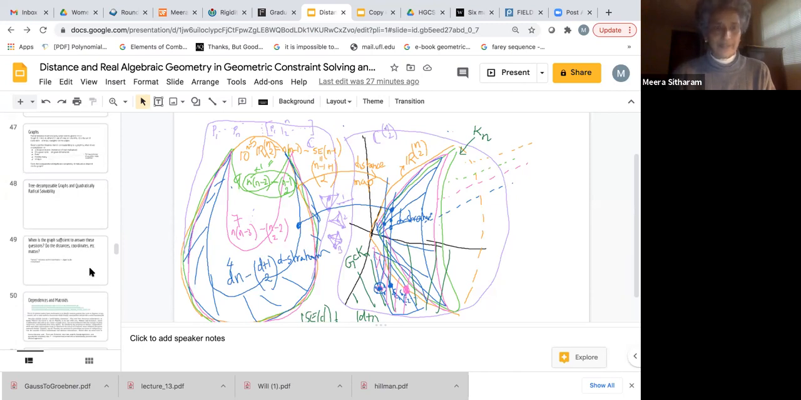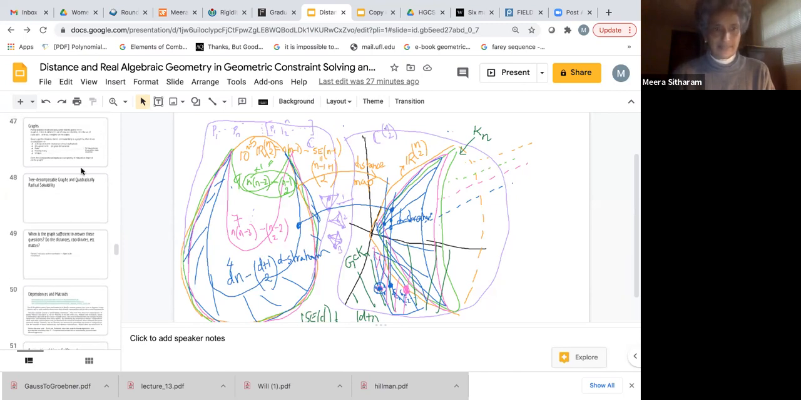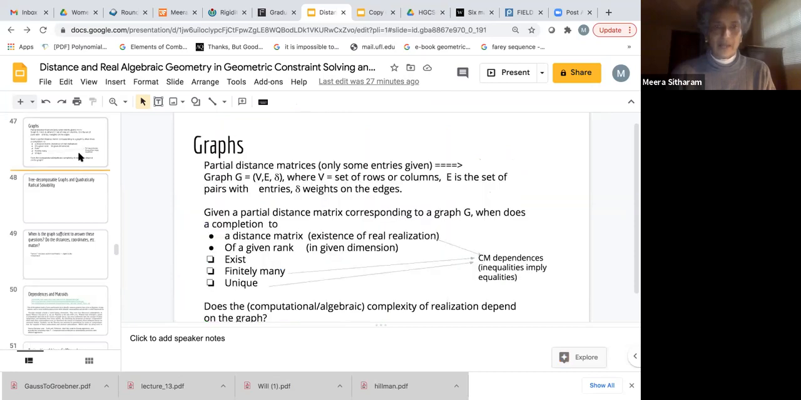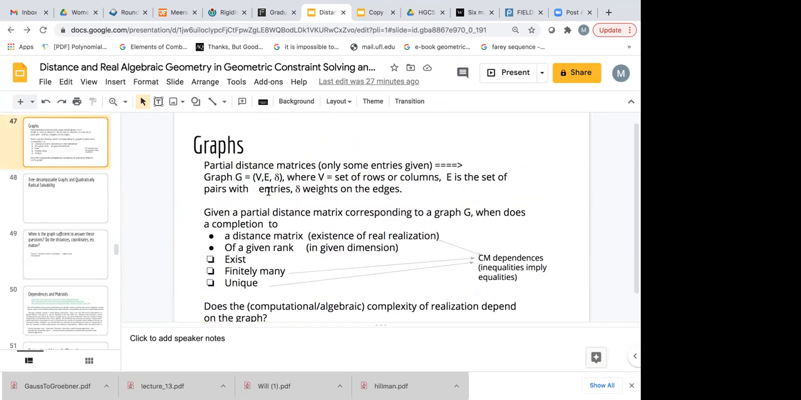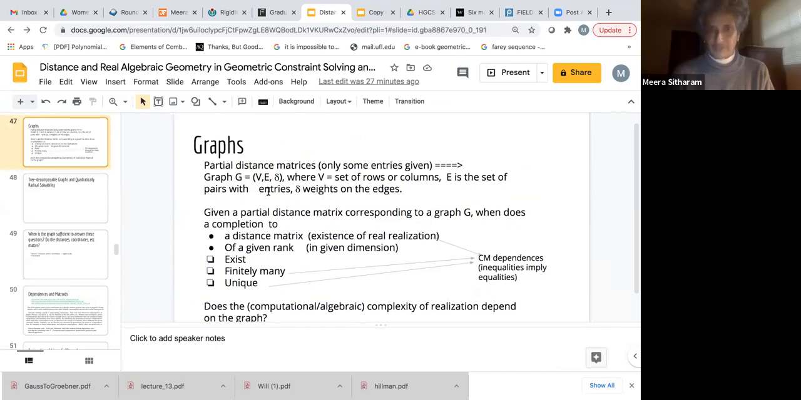So the next topic, which I was already promised last time, was to talk about partial matrices. So we now don't have all the entries of the distance matrix, but only a subset of the entries given.